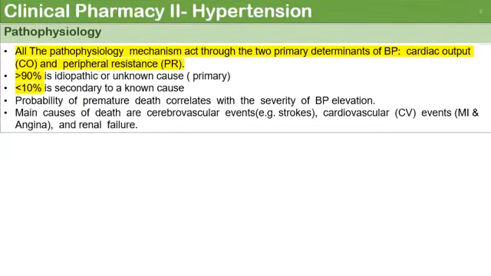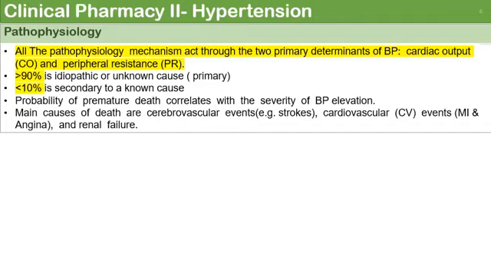The pathophysiology: all the pathophysiological mechanisms act through two primary determinants of blood pressure, which control the blood pressure of the body: either cardiac output or the peripheral vascular system. All the pathological mechanisms affect either the cardiac output or the peripheral vascular system, or the tone of the vessel. More than 90% of cases of hypertension are idiopathic, called primary or essential hypertension. Less than 10% are secondary hypertension, due to a known cause.